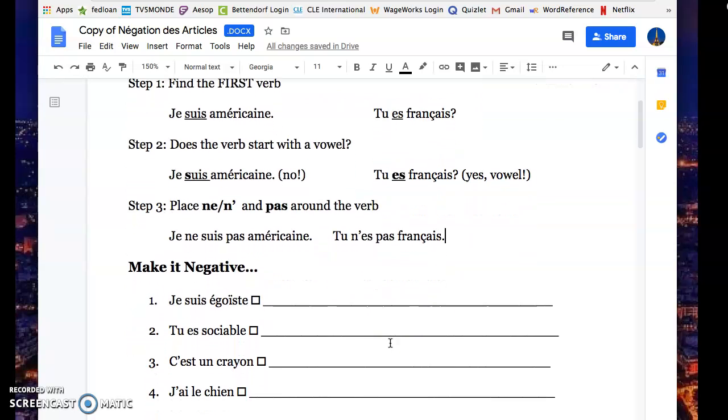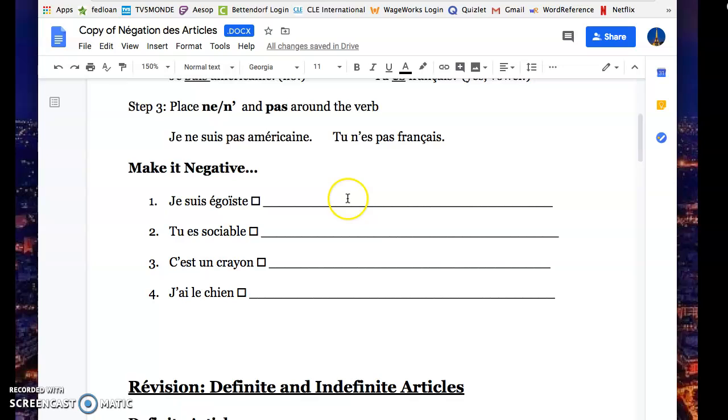Okay, so a little more practice on what we already know. Making these sentences negative. First of all, you have to find your verb, like I said. There's my verb. Second of all, you have to decide whether or not it starts with a vowel. This does not start with a vowel. And third of all, you have to place ne and pas around the verb. So to make this negative, I would say je ne suis pas égoïste. If you don't have the fancy keys, that's fine.